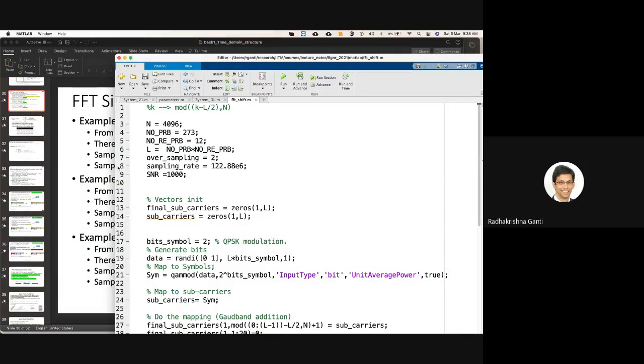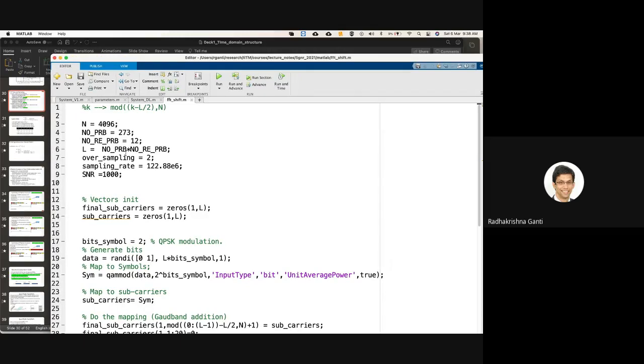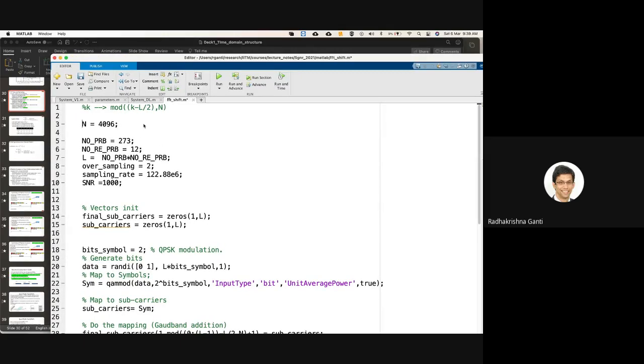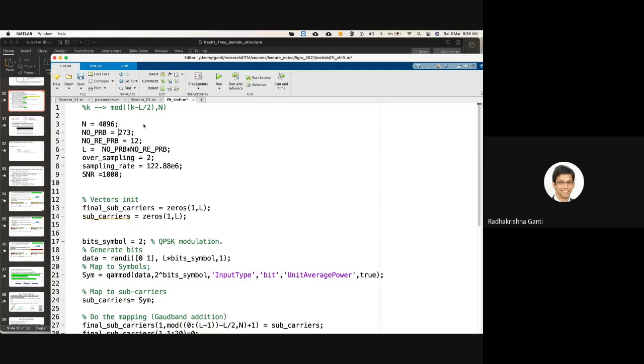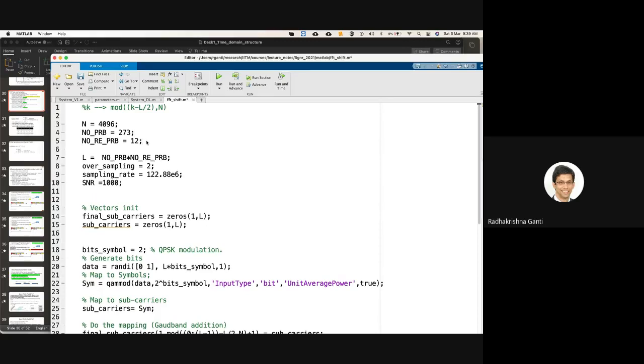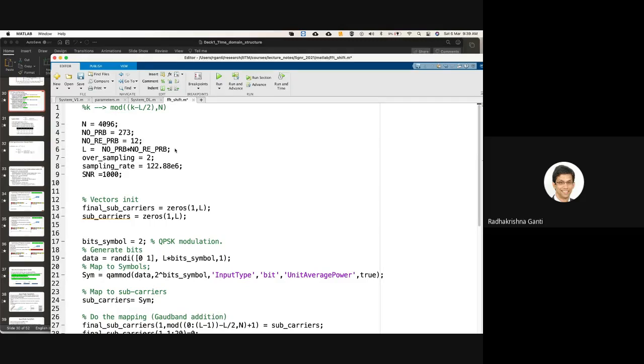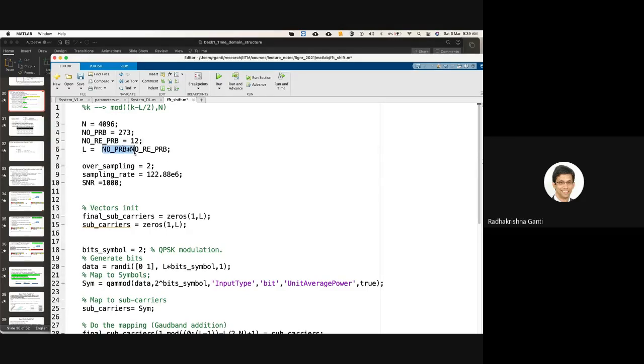So all of you can see my MATLAB? Yeah. Okay. So here the final FFT size is 4096. I'm taking 273 resource blocks. So 273 resource blocks are the maximum allowed in 100 megahertz. Number of resource elements per PRB is 12. So the number of subcarriers that I can use is L, which is number of PRB into number of resource elements per PRB, into 12. Forget about these things for now.